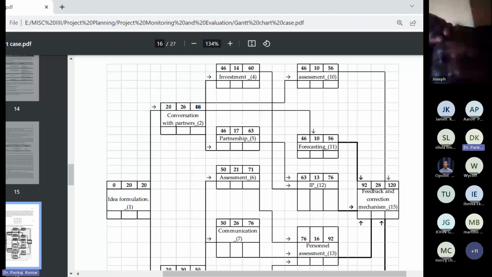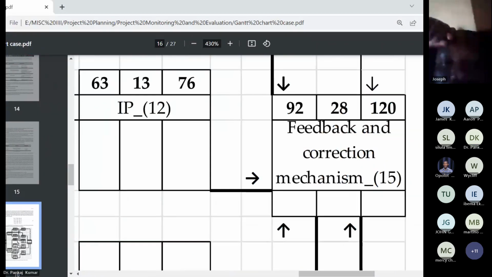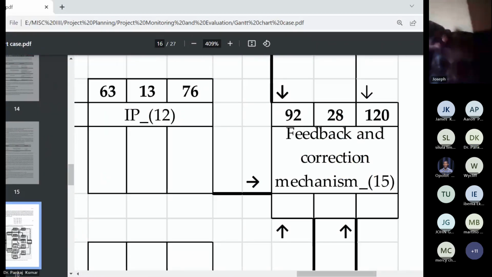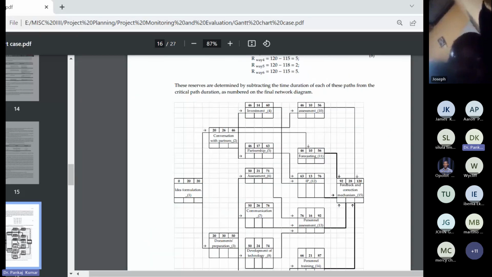Like if we move on to the feedback and correction mechanism, see here, this activity has started on day 92. After 92 days, all the previous activities have been completed, and this particular activity will take 28 days to finish. So overall, in the whole project, you have to invest 120 days. Understand?